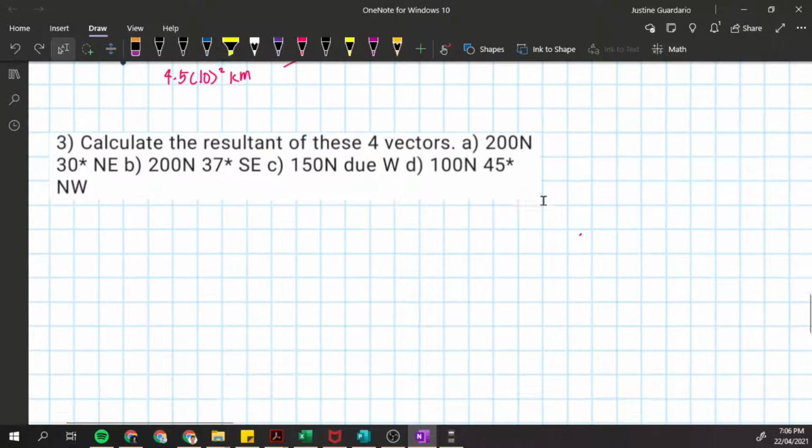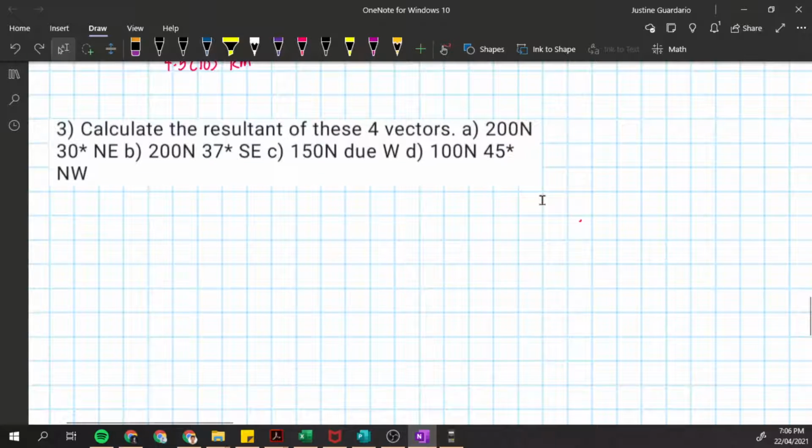For our next problem, calculate the resultant of these four vectors. 200 Newton, 30 degrees north of east. 200 Newton, 37 degrees south of east. Then we have here also 150 Newton due west. We also have 100 Newton, 45 degrees northwest.